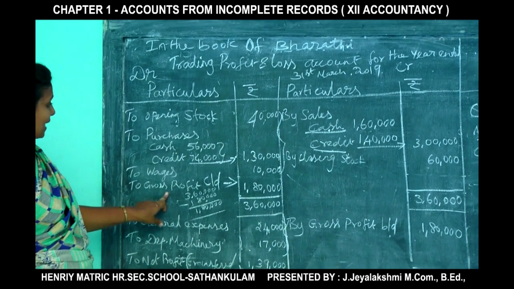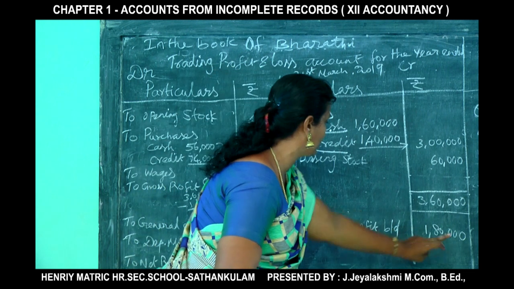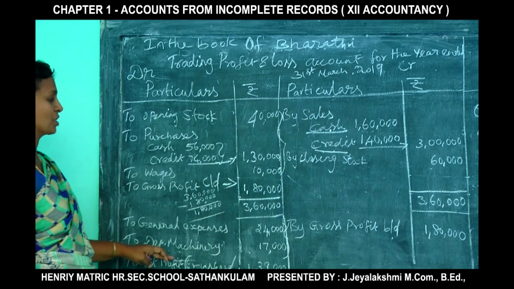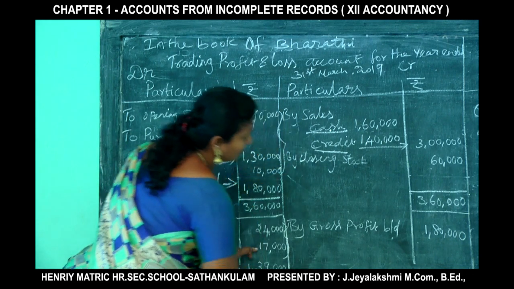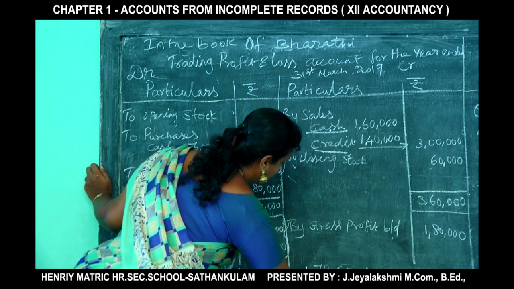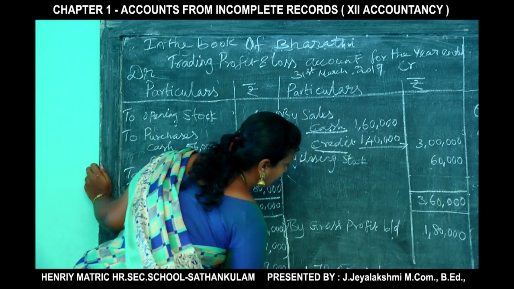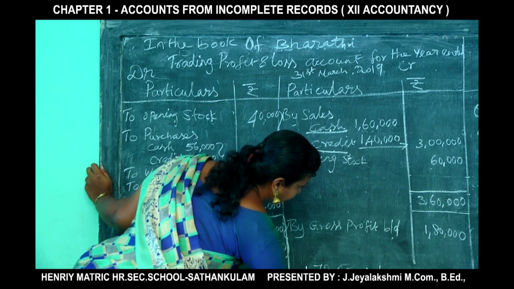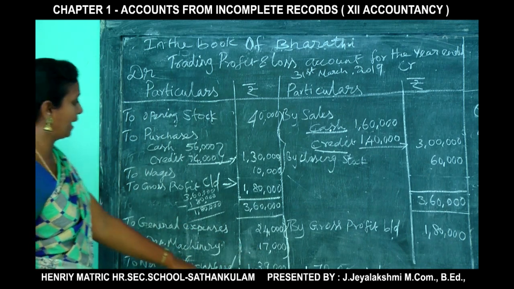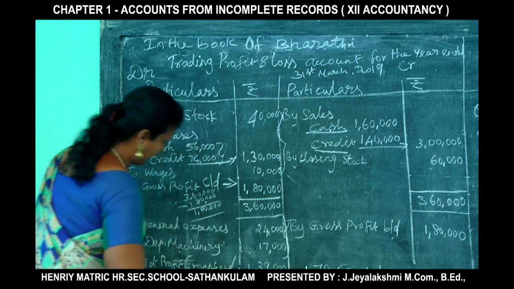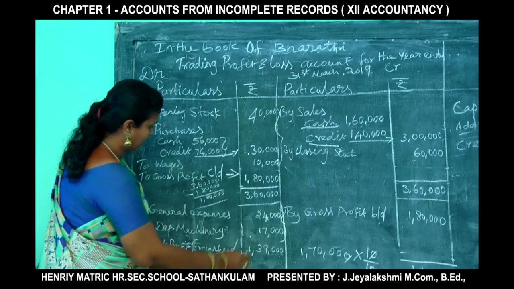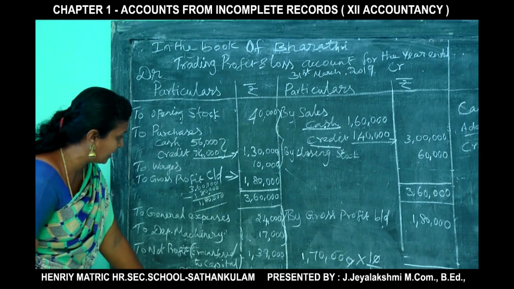So this gross profit needs to be brought down to the credit side, 1,80,000. Next we have to write general expenses, the common expenses. Then depreciation of machinery. How will we calculate it? The machinery amount is 1,70,000, into 10 by 100, already it is given. So we get 17,000, and that amount should be added here. Then we deduct 41,000 from 1,80,000. How does 41,000 come? We take the general expenses and depreciation of machinery into account. So we finally get 1,39,000 as the net profit.